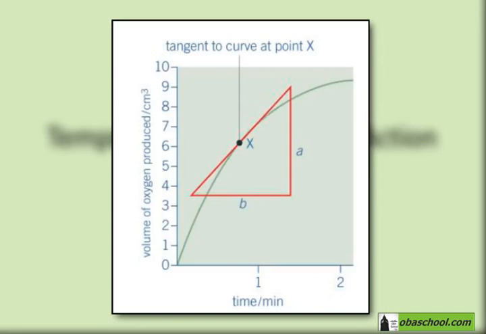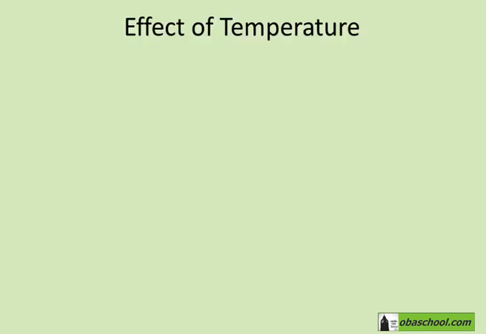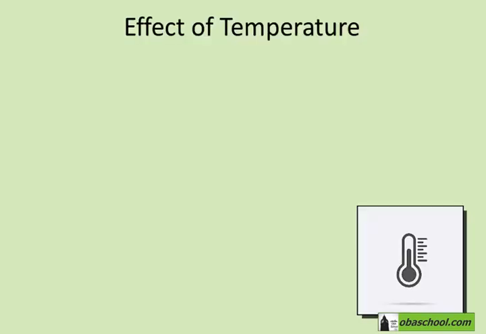So now that we know how to measure the rates of enzyme-catalyzed reactions, we can start isolating variables and see how they affect the rate of enzyme-catalyzed reactions. This video is going to be focused on the effect of temperature on enzyme action. So temperature actually has two effects on enzyme-catalyzed reactions.